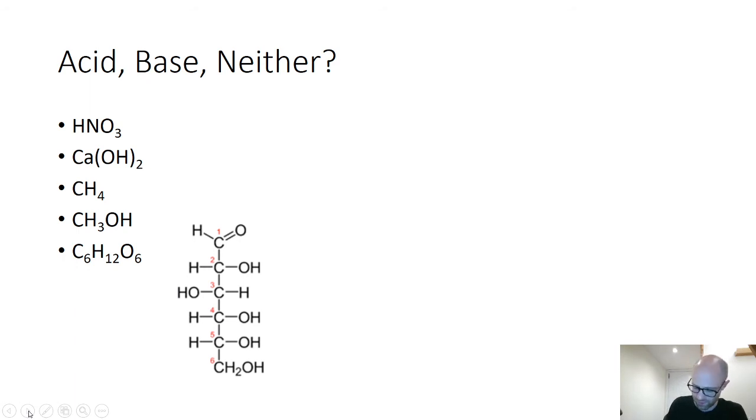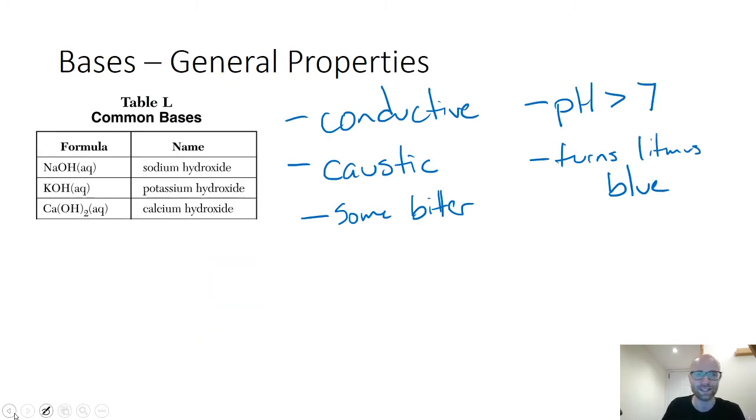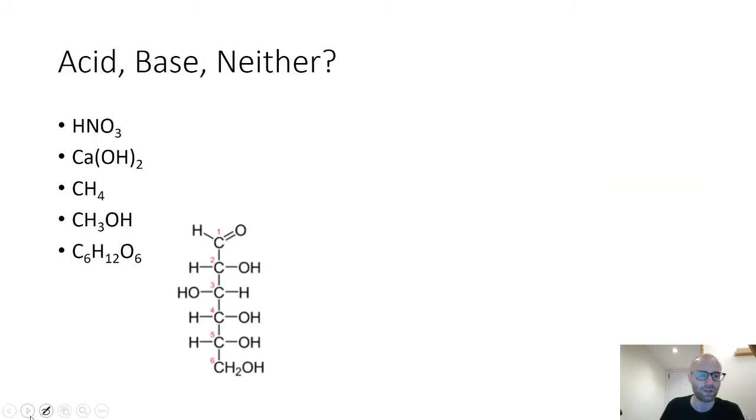So hopefully you took a second to look through that. Obviously the first one, nitric acid, is on table K. Oh my god, I forgot to mention, there's also a table for bases. That's table L. So you should be using table K and table L a lot in this unit. There's several other tables we'll look at, but this one is an acid. Calcium hydroxide is shown on table L, that's a base, pretty clear.